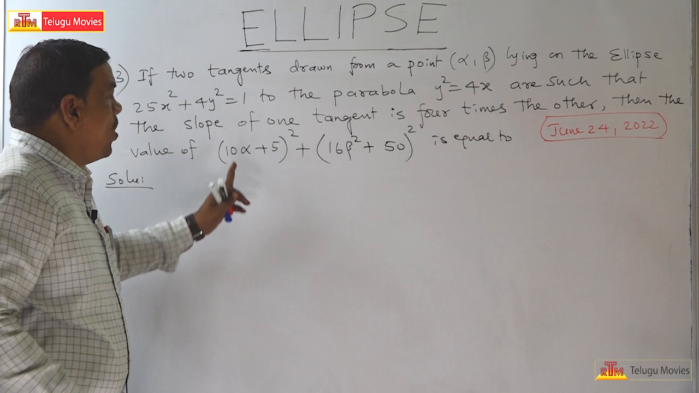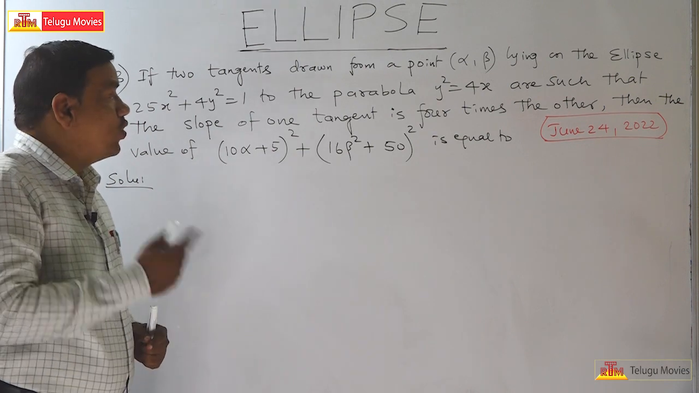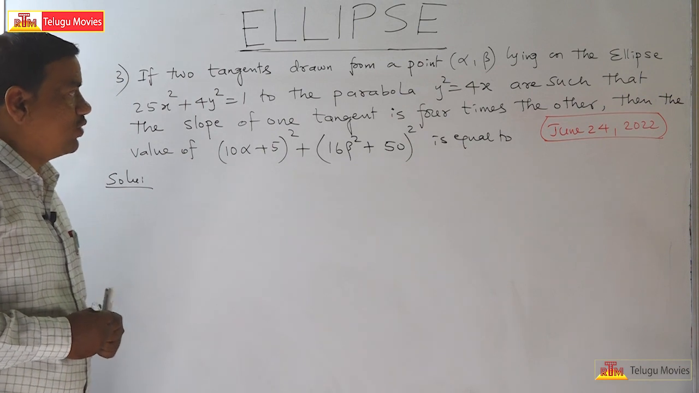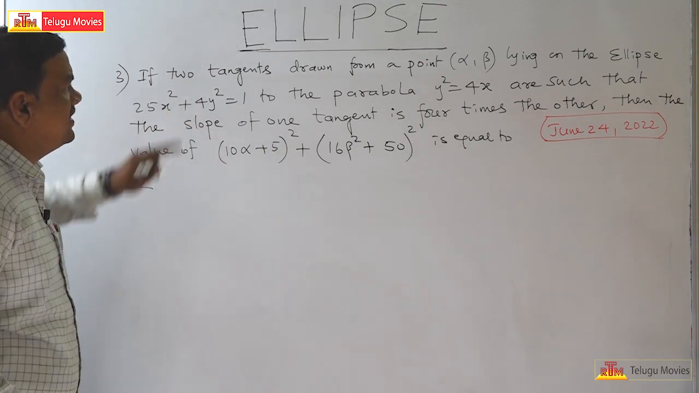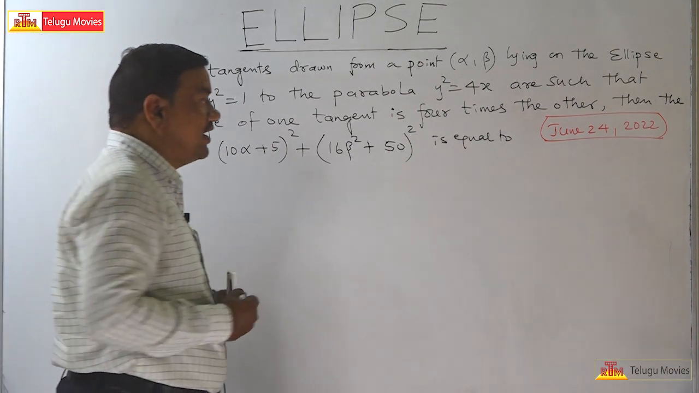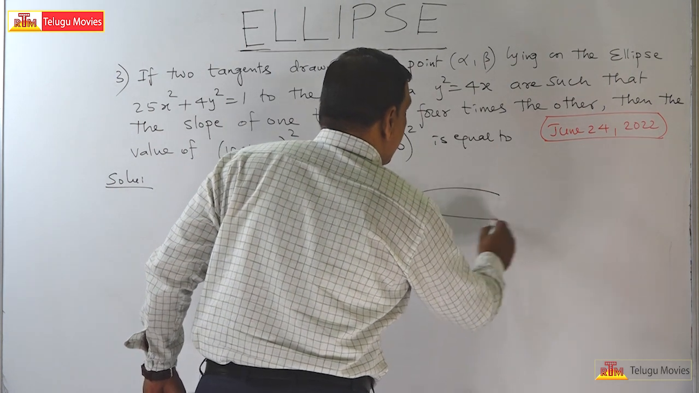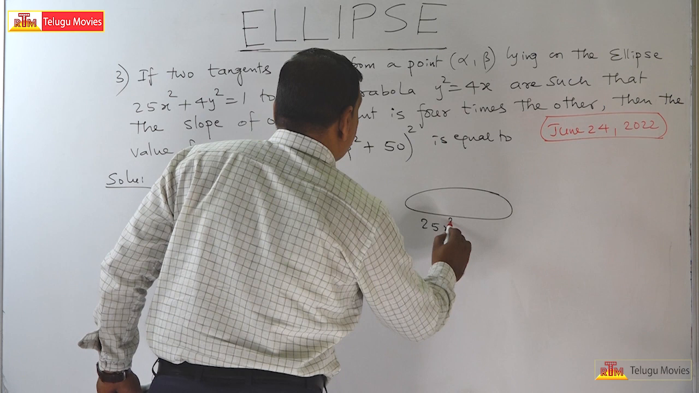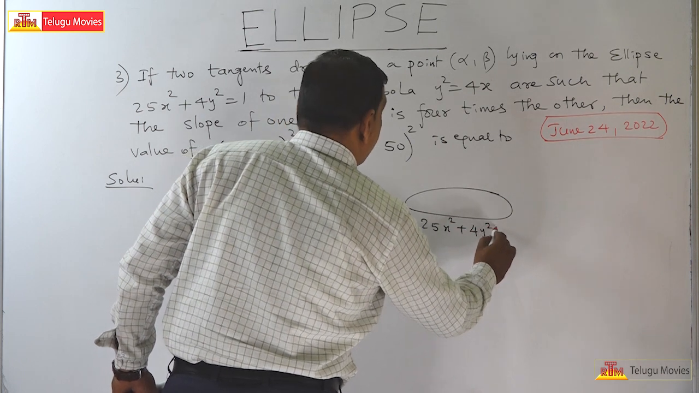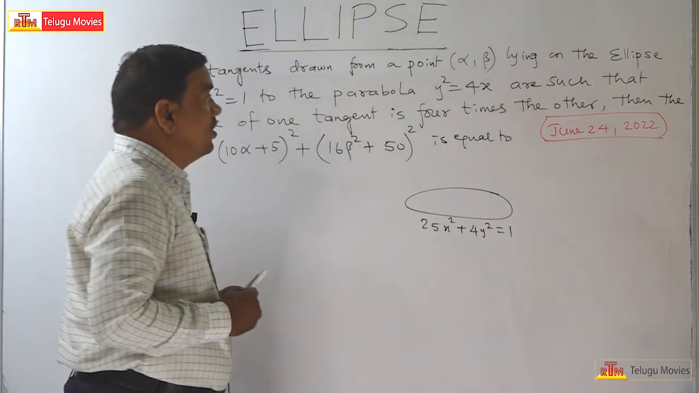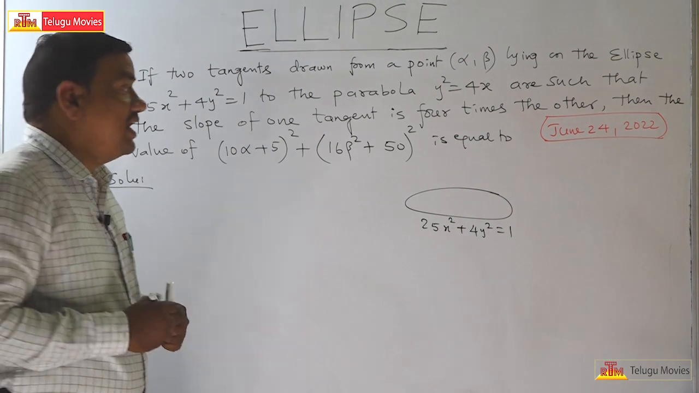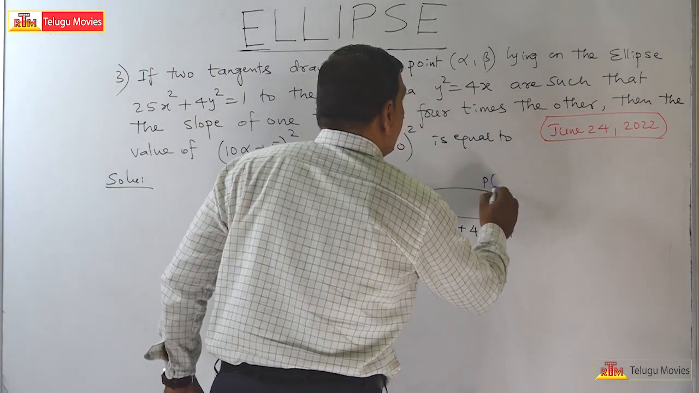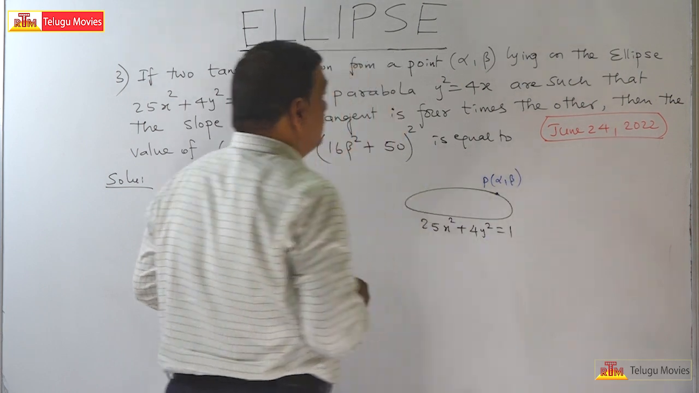then the value of (10 alpha + 5)² + (16 beta + 50)² is equal to. On the whole, here there is an ellipse. So, I am drawing a small diagram. So, there is an ellipse. The equation of the ellipse is 25x² + 4y² = 1. From a point on the ellipse, there is a point P (alpha, beta).